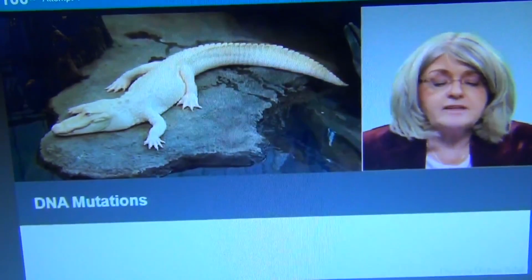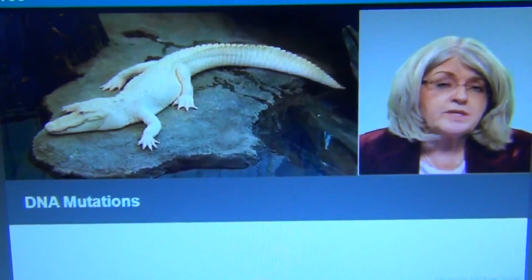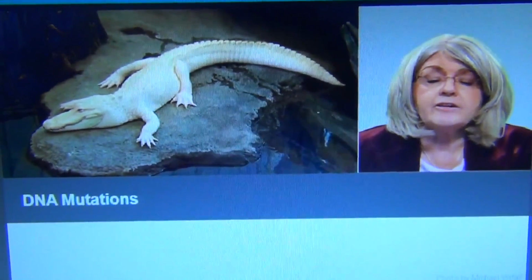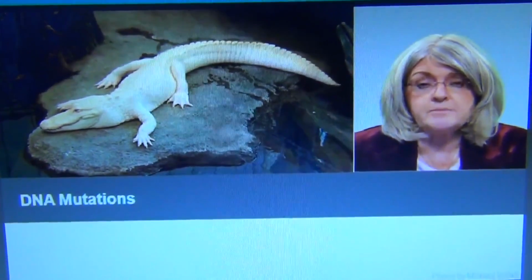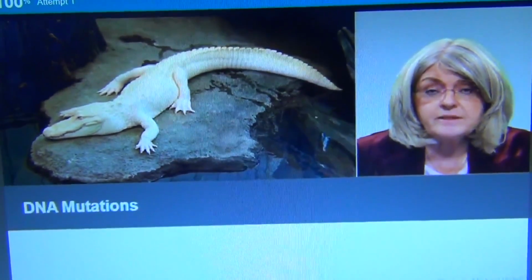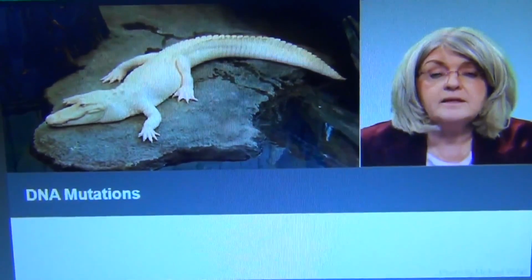Have you ever seen an alligator that looks like this one? His skin color is actually caused by a mutation in the alligator's DNA that causes an error in the production of melanin, which is a pigment for skin color. Since there's a mutation in the DNA for melanin, this alligator ends up with very, very pale skin.